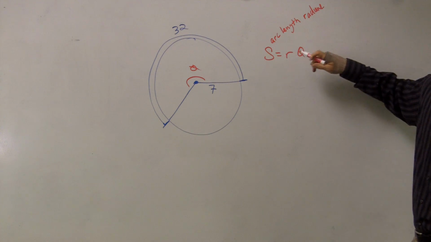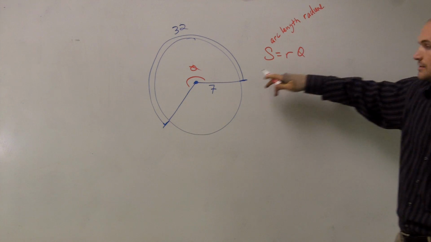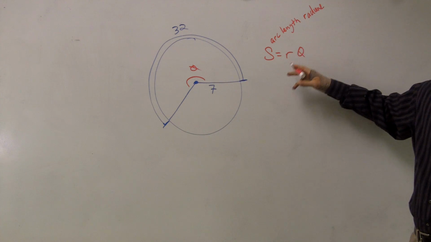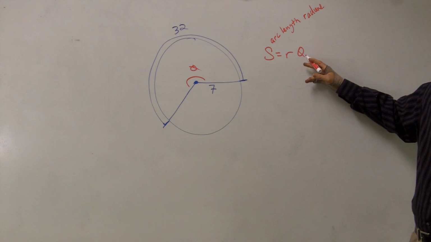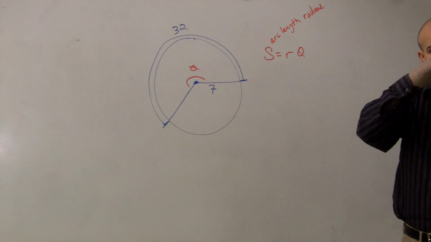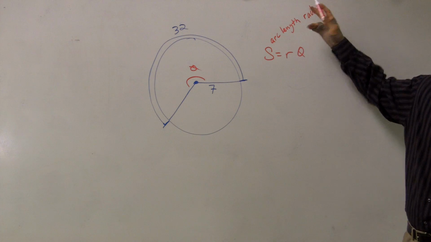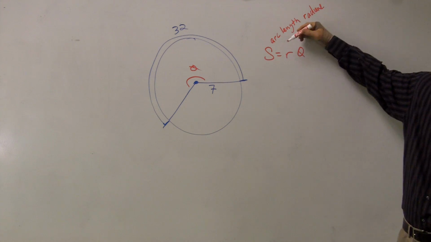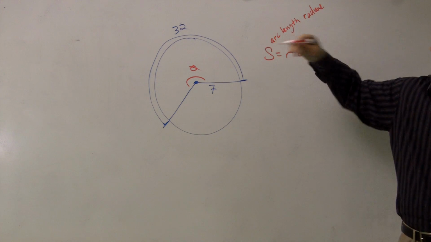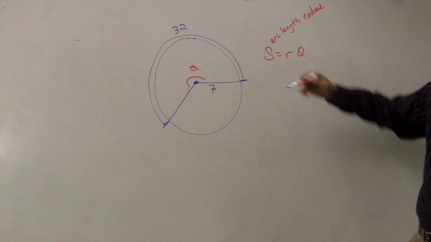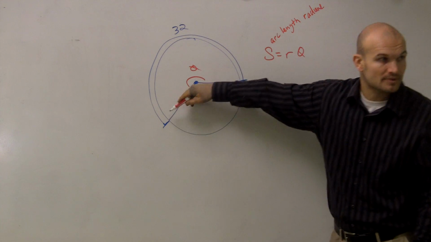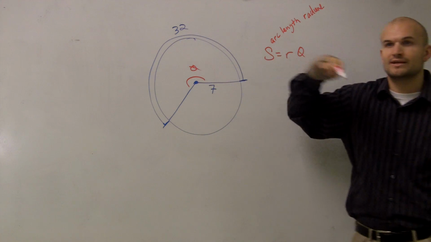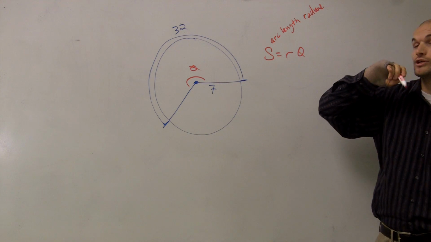So my radius here is 7. They didn't give a value to it, they just said 7. Then I need to figure out what my theta is, my degree. Since my arc length is in radians, my degree has to be in radians. So if I give you a central angle in degrees, you're going to want to convert it to radians. What's the arc length again? Arc length is the distance from here to there, which in this problem they say is 32.